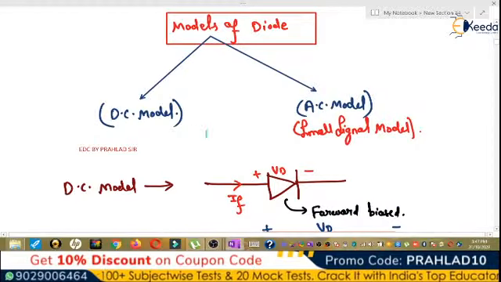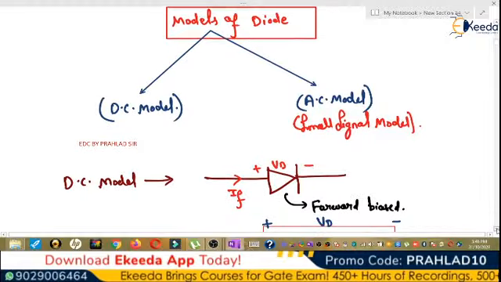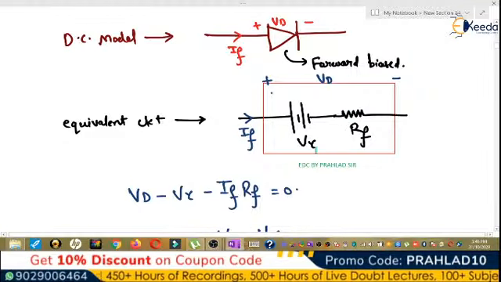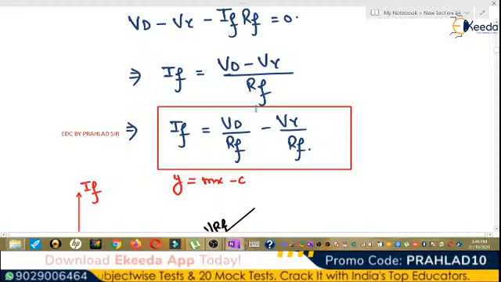Models of diode. Diode model is defined as two types. One is the DC model and another one is the AC model. So the DC model is defined as follows. The voltage across the diode is Vd and the current in the diode is If. So the equivalent circuit is V gamma and Rf like this. So Vd minus V gamma minus If Rf is equal to 0. This can be written by applying KVL. So If is Vd minus V gamma by Rf. So If is Vd by Rf minus V gamma by Rf.